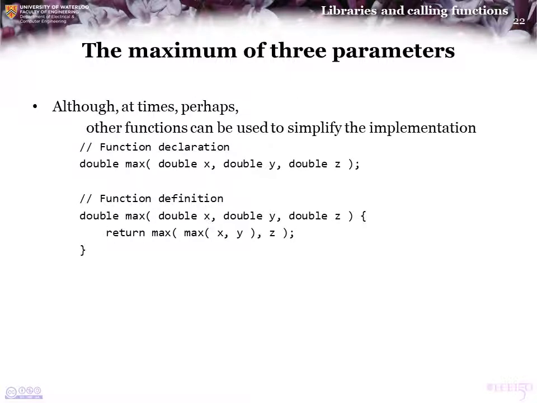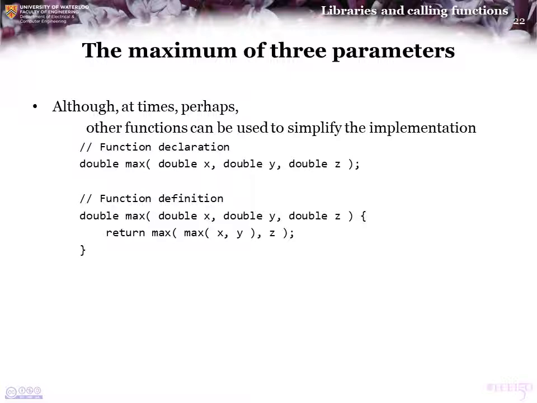There are times, however, where you can use previously defined functions. We have already defined one max function that takes 2 arguments, and consequently, in implementing a max function that takes 3 arguments, we could just ask for the maximum of the first 2, and whatever that is, we will return the maximum of that and z, the third argument.